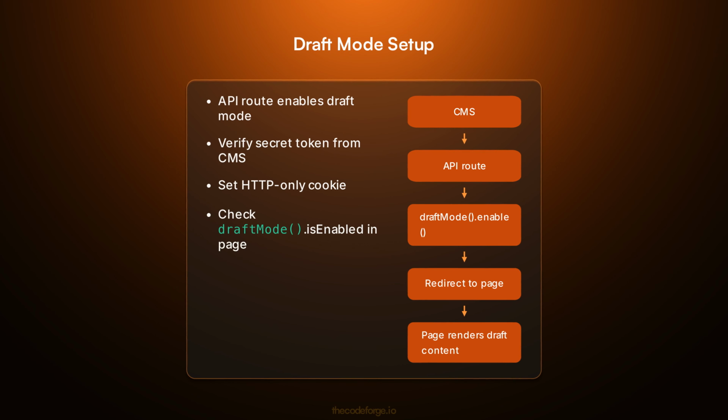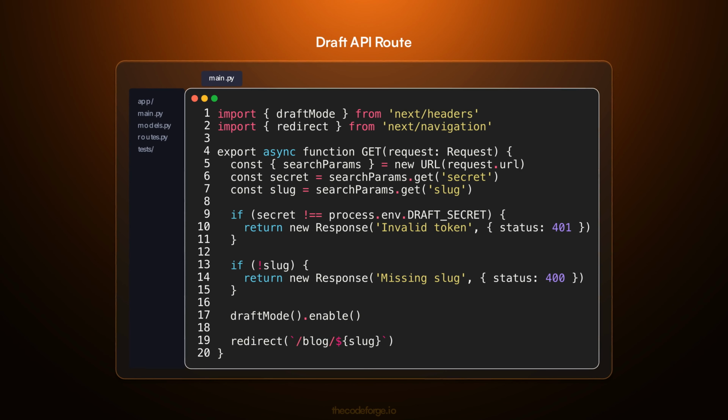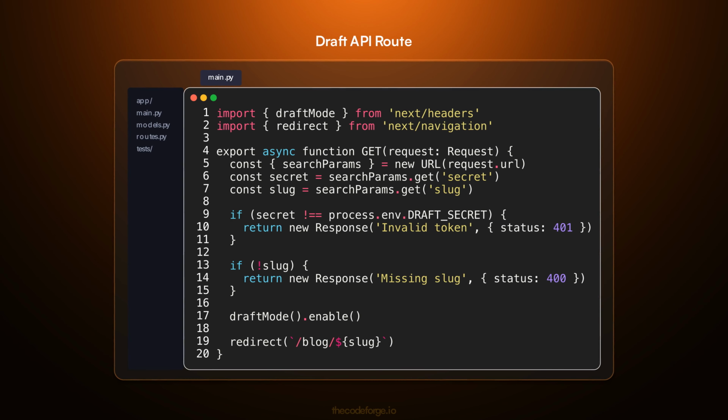Draft mode allows editors to preview unpublished content. The CMS calls an API route with a secret token, which calls draftMode().enable() and redirects to the page. The page then checks if draft mode is enabled to include unpublished data. This API route verifies the secret, enables draft mode, and redirects to the post. The draft mode cookie is HTTP-only and session-specific.